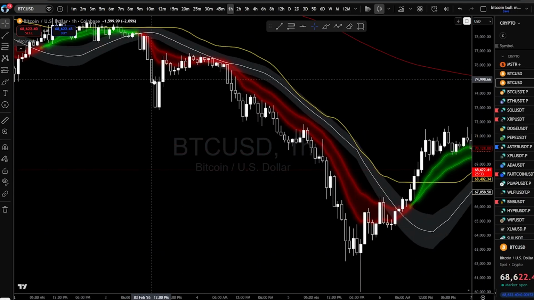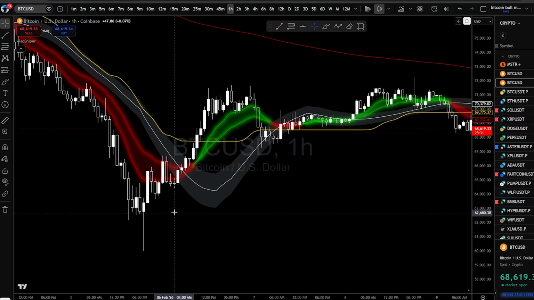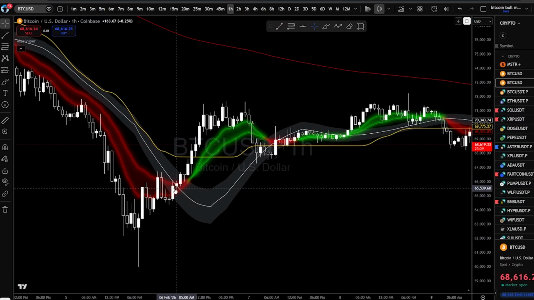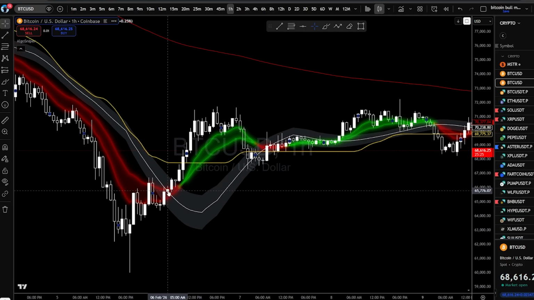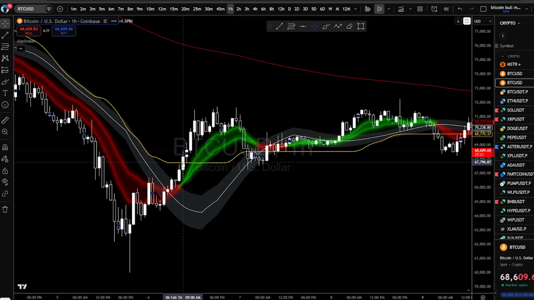Look, you have this very violent crash. If you'd have long, you've got wrecked here. But if you'd have just waited for the 1 hour to break and start holding above the bands, look, it breaks and holds above the sniper cloud. Then you have the super trend.